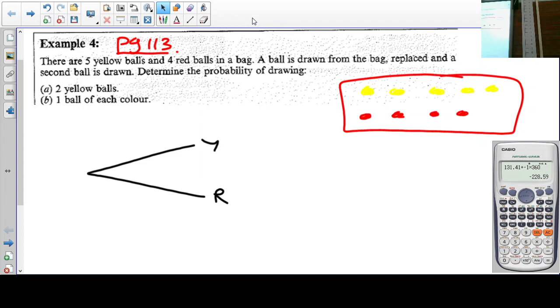Now on the branches we write the probability. What is the probability of drawing a yellow ball? 5 over 9. Now I want you to write down the probability of drawing a red ball on that branch. Just write it there quickly.